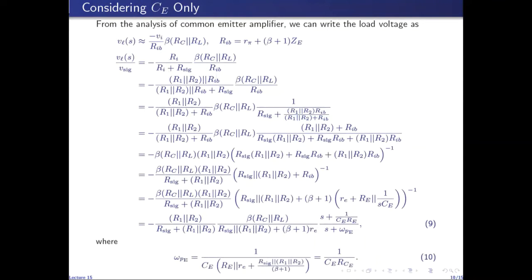So like I mentioned before, the angular pole frequency is obtained by the inverse of the time constant associated with the capacitor CE. That is, it is the inverse of the product of the capacitance CE times the resistance seen by the capacitor with capacitance CE.